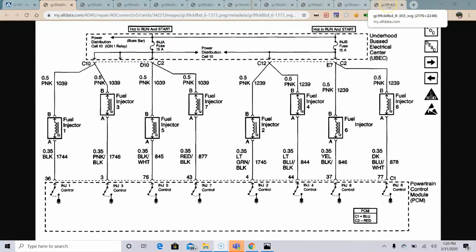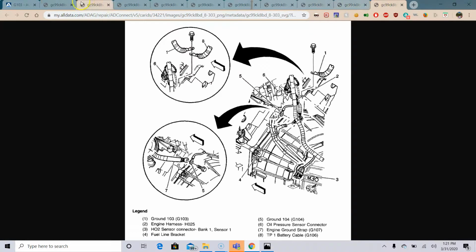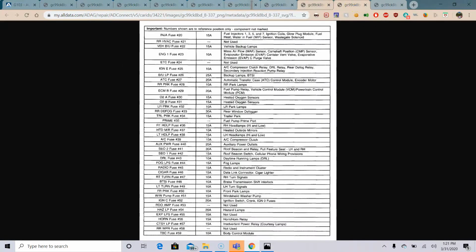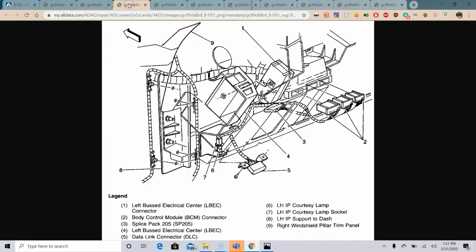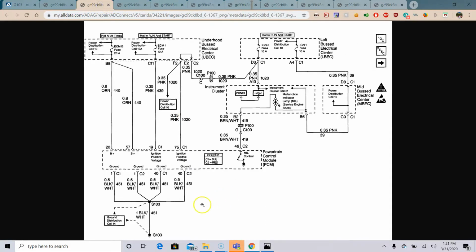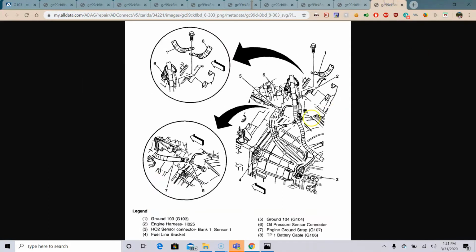Now I want to show you for our ground. Actually, let me go back to this one. Right, this is G103, so now we compared this connection point to the battery negative. And here's the location of that one once again, right? It's way back here. Number 1 is the point of it.